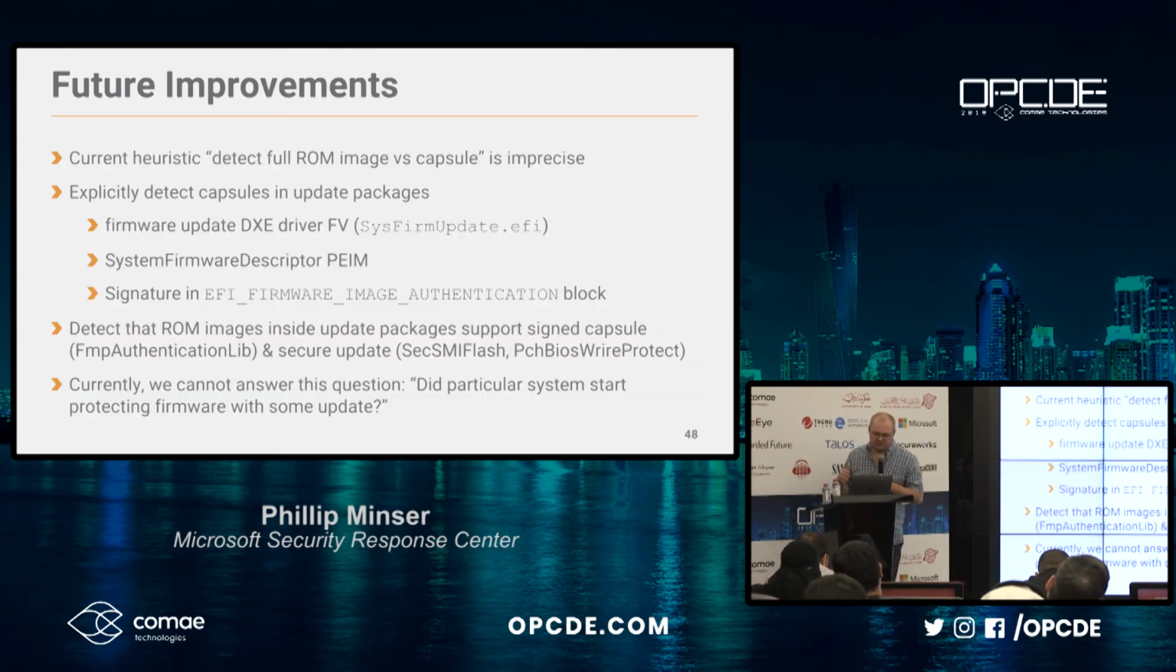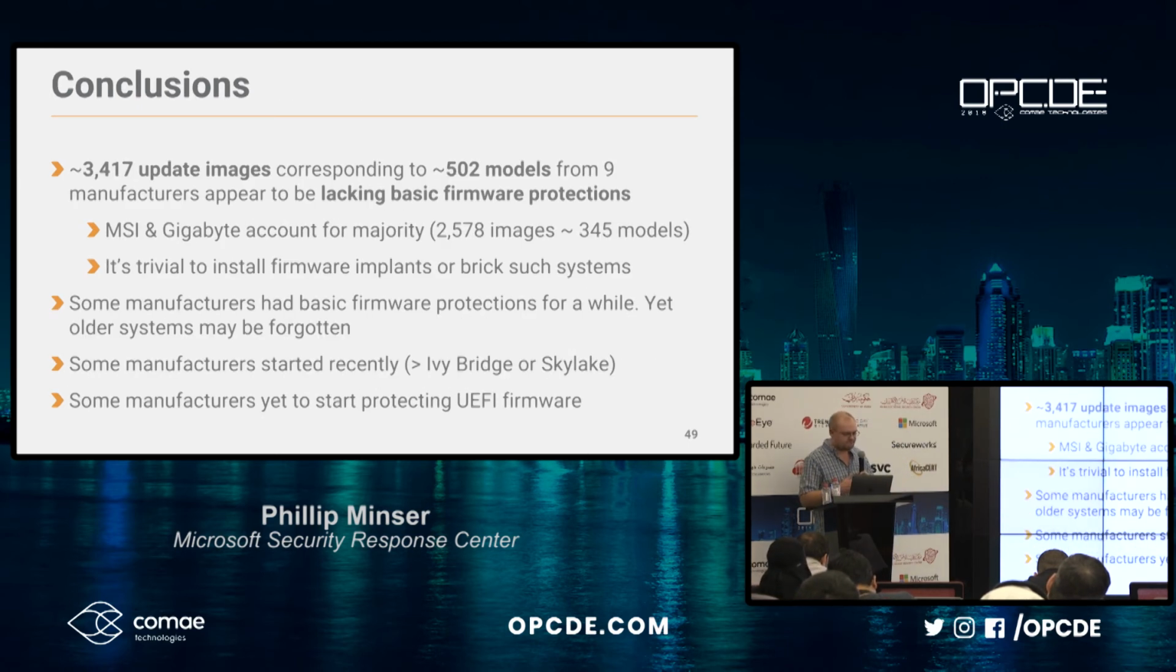There are a bunch of things which can be improved. As I mentioned, we have false positives and false negatives, and there is a list of things we can improve. As a conclusion, we analyzed a bunch of images. A bunch of them are still vulnerable to the classical vulnerabilities, related to more than 5,000 different models from 9 different vendors. What this means is all of these platforms can be easily implanted or bricked, meaning that attackers with physical access, or during the supply chain, or through software running over ring 0, can install something really persistent in your firmware which will live forever.